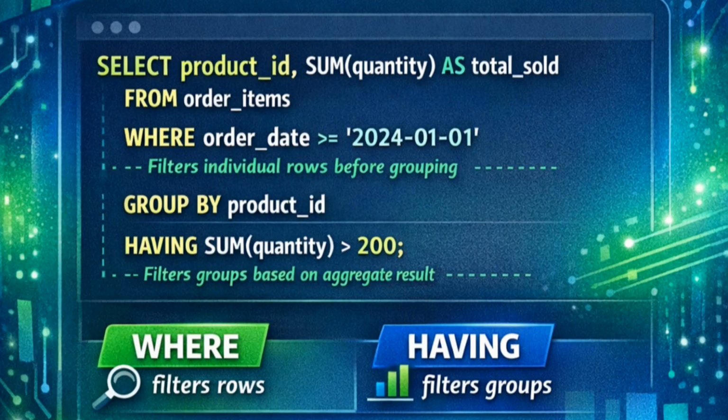Let's understand how where and having work together in a SQL query. First, we select the product ID and calculate the total quantity sold using the sum function. Next, the where clause filters rows before grouping. In this example, we only include orders where the order date is after January 1st, 2024. After filtering the rows, SQL performs the group by operation, grouping the results by product ID. Finally, the having clause filters the grouped data. Here, it returns only the products where the total quantity sold is greater than 200.